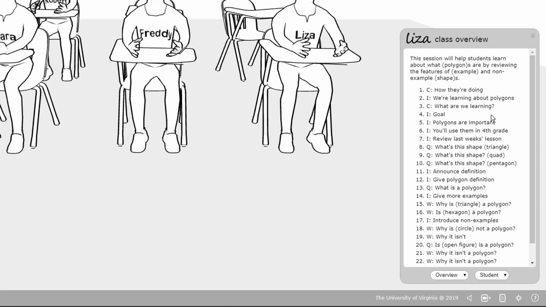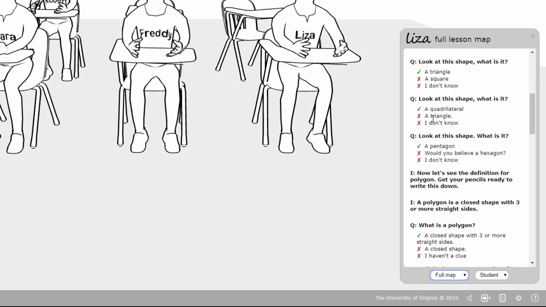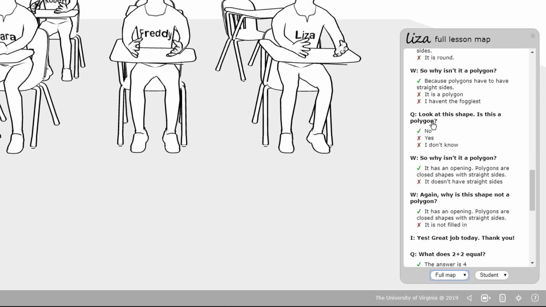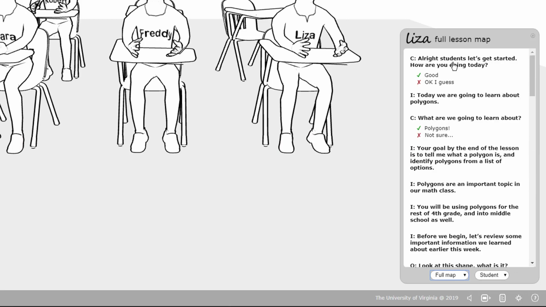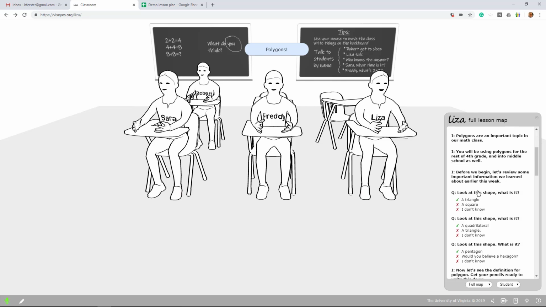So there are a couple of things. You can look at an overview. You can say, I want to look at a map of what everything is, and these are the various questions that are in there and possible answers to them. So you go in here and say, all right, students, let's get started. How are you doing today? Good. Okay. What are we going to learn about? Polygons. Anyway, you go through the whole thing.